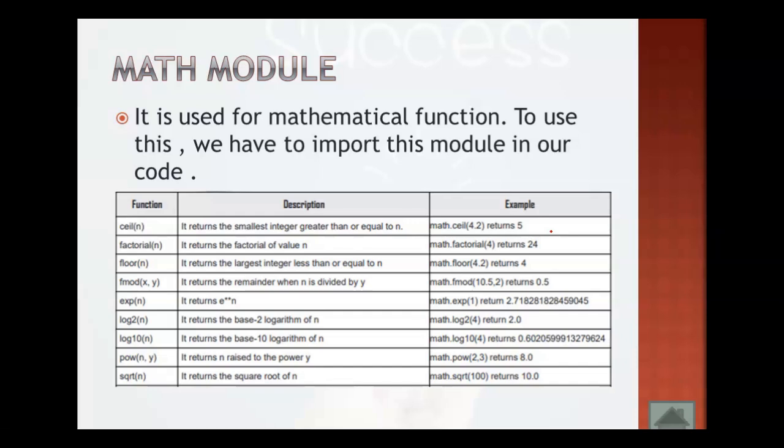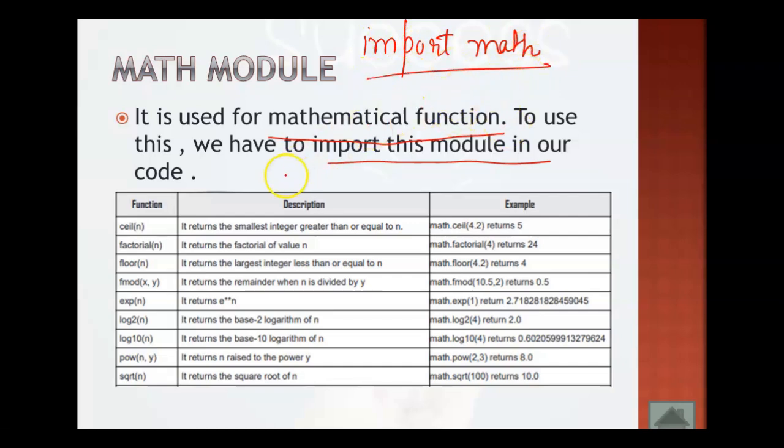When we go to the file handling chapter, we are also going to use different types of modules, like the CSV module for comma separated values. So a module is a place where they keep the same type of functions. The math module is used for mathematical calculations and mathematical functions. To use it, we have to import this module into our code. You use the import keyword and then write math. This is the way to use it in your code.